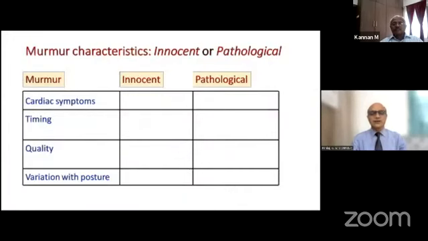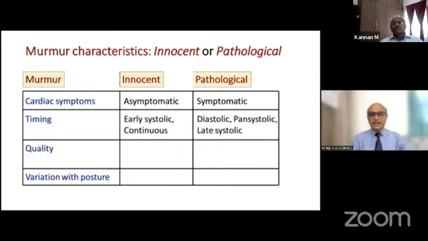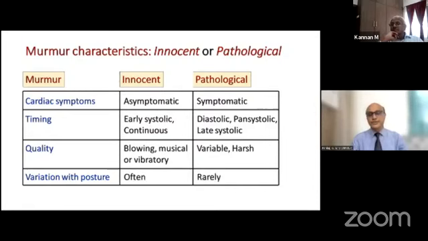Now, what are the characteristics of a murmur which is innocent and pathological? Cardiac symptoms would be there, or the child would be symptomatic, if it is a pathological murmur. Looking at the timing, pathological murmurs are generally diastolic. You will be able to feel a diastolic thrill at times, or the murmur is pansystolic or late systolic, whereas innocent cardiac murmurs are early systolic or continuous like a venous hum. The quality of the murmurs is variable and harsh when they are pathological, and they are rarely altered by posture. If you consider these factors, you would be able to differentiate whether the murmur you are listening to is innocent or pathological. In case it is pathological and most of the criteria are satisfied, it's better to have a consultation with a pediatrician or a cardiologist to confirm your findings.